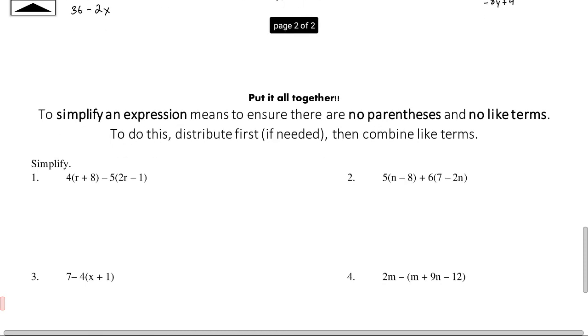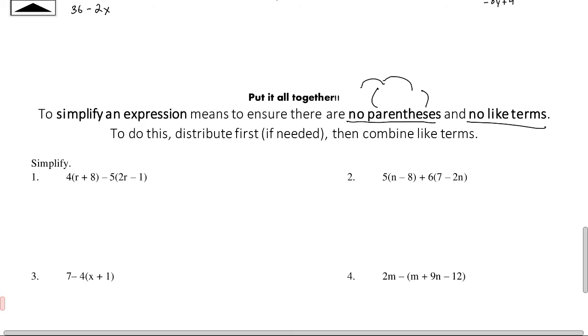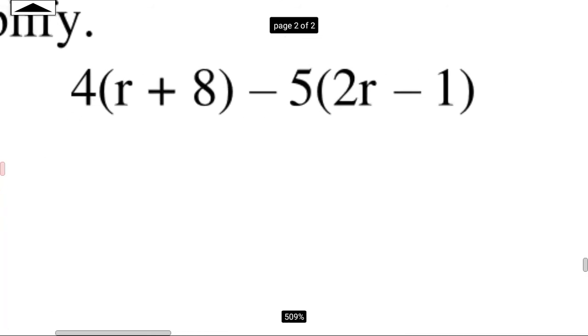Okay, to simplify an expression means to ensure there are no parentheses. Remember, parentheses are just these guys right here. And no like terms. Okay, so if I ever say to simplify an expression, there can't be any more parentheses left because you would distribute to get rid of them. And no like terms, which means you have to combine like terms. So to do this, just like I said, distribute first and then combine like terms. Very simple. You just go step by step.